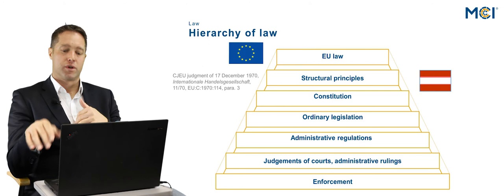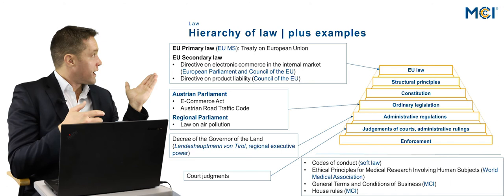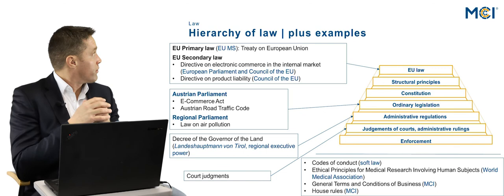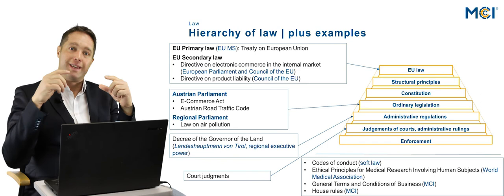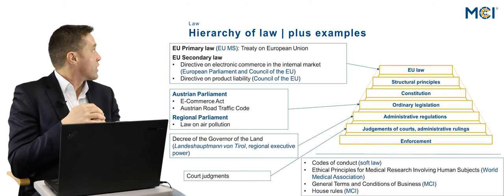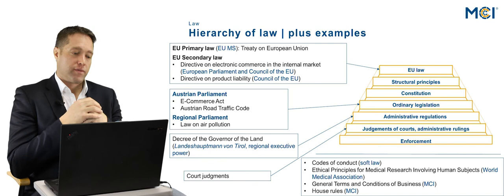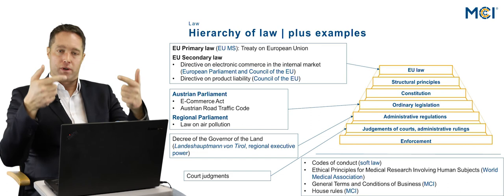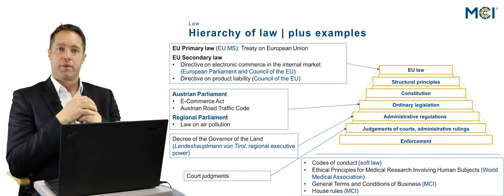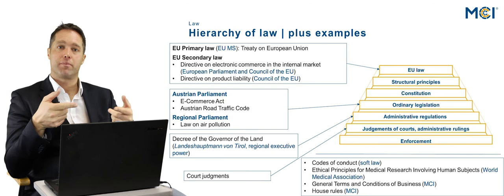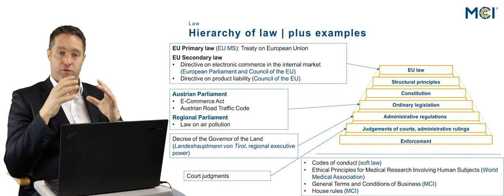So again, if we combine those examples with this hierarchy, you can see that on the very top we have EU primary law and EU secondary law, so also a hierarchy within EU law. And as you can see, EU primary law has been enacted by the member states, EU secondary law by the European Parliament and the Council of Ministers. We also have examples of ordinary legislation enacted by the Austrian Parliament, or one level below by the regional Tyrolean Parliament. We have one example, a decree of the regional governor with court judgments, and also at the bottom of this slide we have some examples like soft law and house rules, which are not formally part of that hierarchy of law.